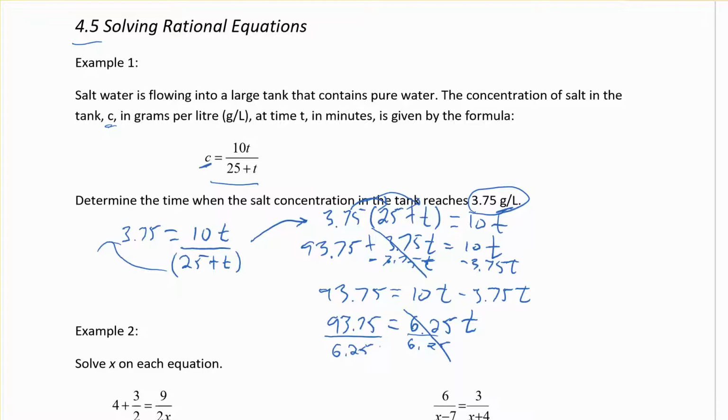And we end up with 93.75 divided by 6.25 is equal to 15. So 15 is equal to t. All right, and just remember that this is fine. It doesn't matter that t is on the right side of the equation. I know you're probably used to seeing it as t is equal to 15. Doesn't matter. Just try to get t on one side of the equation or the other.